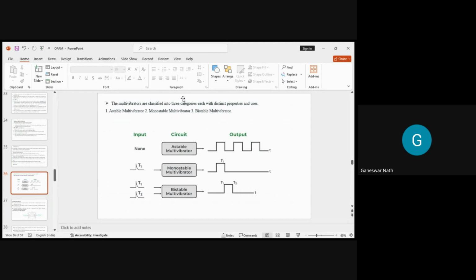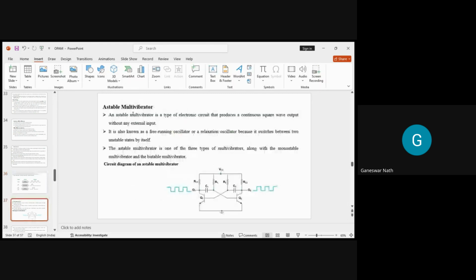Multivibrators are classified in three categories: astable, monostable, and bistable. You can see that when you are not applying any input to the astable multivibrator, it can produce an output by itself. When you give an input to the monostable, it produces a separate output. And with a bistable, you can find a single output with a different frequency limit. So now I'll go to the details of the astable multivibrator.